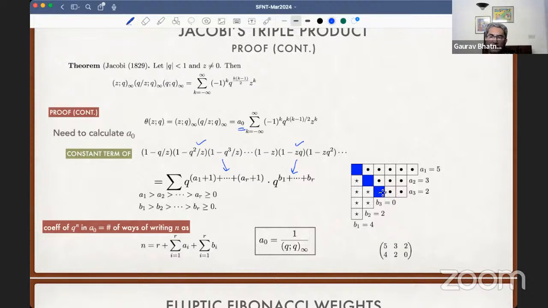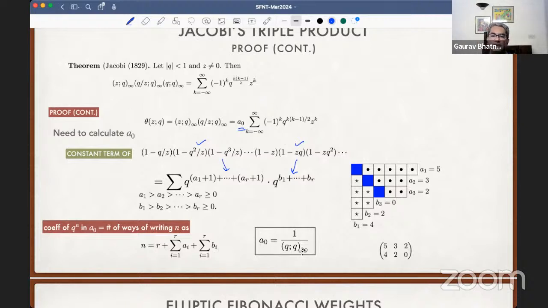So you take the diagonal entries and then you just write down the number of boxes on the right of the diagonal and below the diagonal. So below the diagonal are the B's, and above the diagonal are the A's, and there are exactly K entries here. And so this is really a partition. So the coefficient of q raised to n in A0 is the number of ways of writing n in this form, where R is the number of boxes in the diagonal, and that's actually a partition of n.